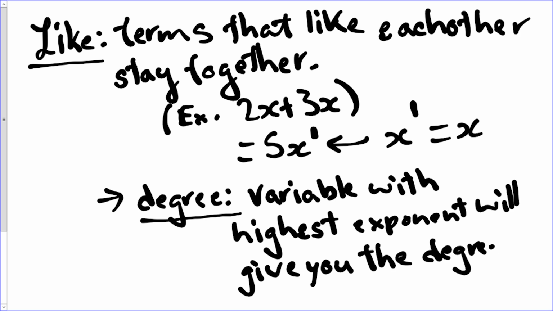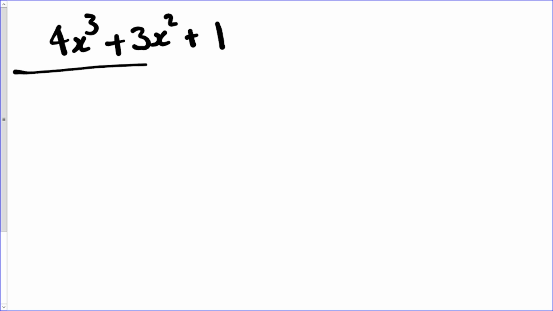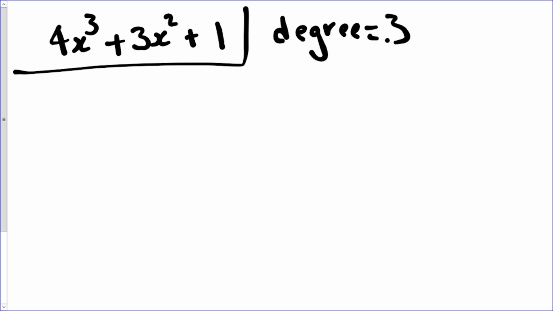For example, let's write 4x cubed. So of course, you know when you cube things, you take them to the exponent of 3, plus 3x squared plus, let's just write 1. Well, the degree of this polynomial is 3. Look at it. What is the highest exponent of our variable x? You have the highest exponent being 3. So that just tells you that for the entire polynomial, your degree is 3.